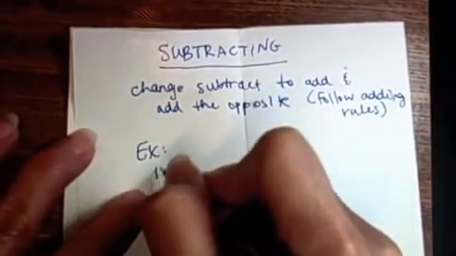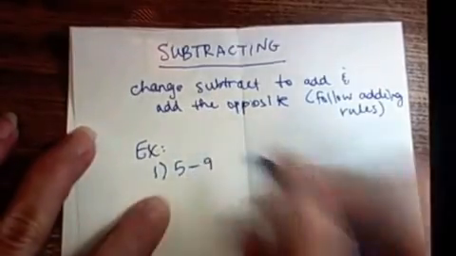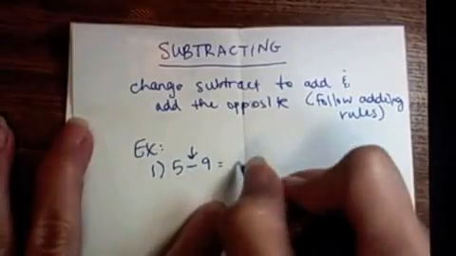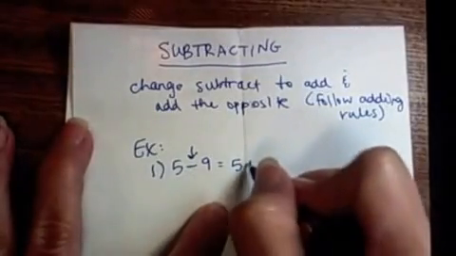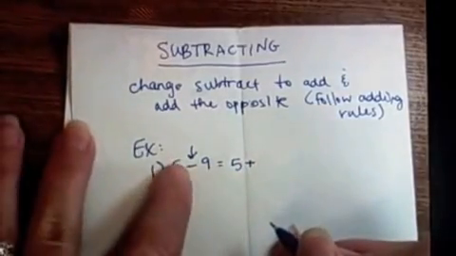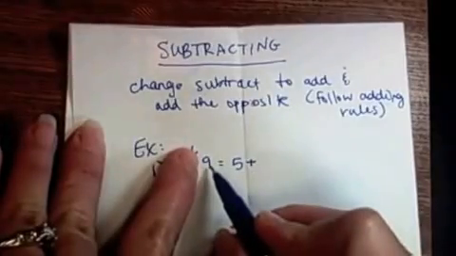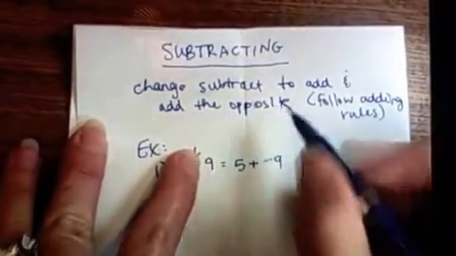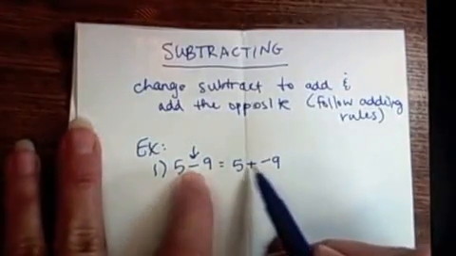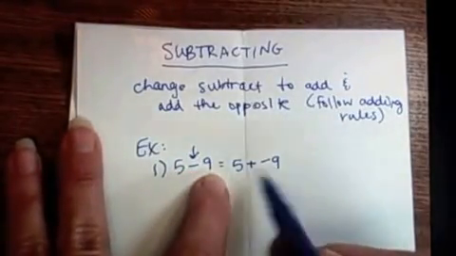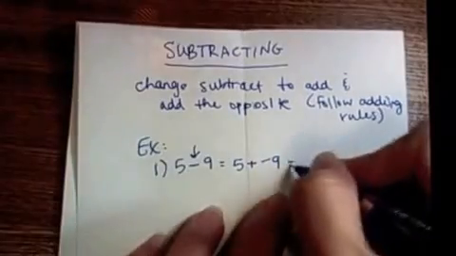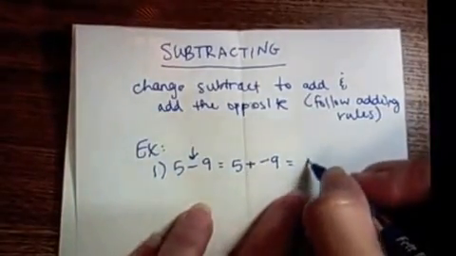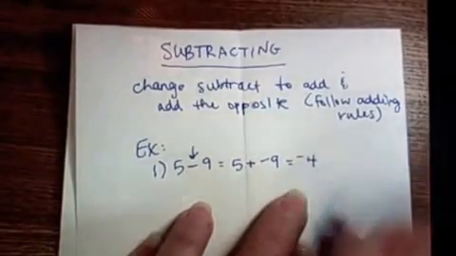We have 5 minus 9. Notice that this is a subtraction problem, so we will take that subtraction and change it to an addition. And then once this subtraction is taken out, you'll notice that that's a positive 9. So then this is a negative 9 because that is the opposite. So we are changing the subtract to an add and the positive 9 to a negative 9. Add the opposite. So then you follow your adding rules. These are different signs, so we subtract the numbers to get 4 and take the higher sign, negative.